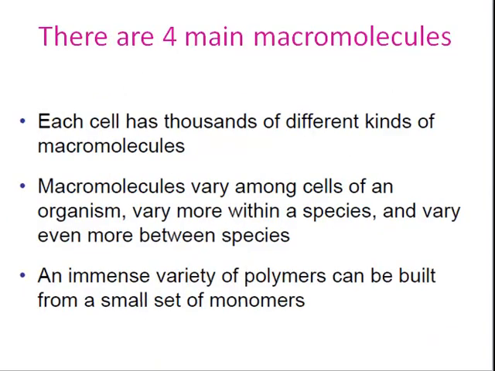There are four main macromolecules. Each cell has thousands of different kinds of macromolecules. Macromolecules vary among cells of an organism, vary more within a species, and vary even more between species. So we, as humans, do not have the same macromolecules as, say, a lizard, or even more diversity amongst a human and, say, a bacteria. An immense variety of polymers can be built from a small set of monomers.